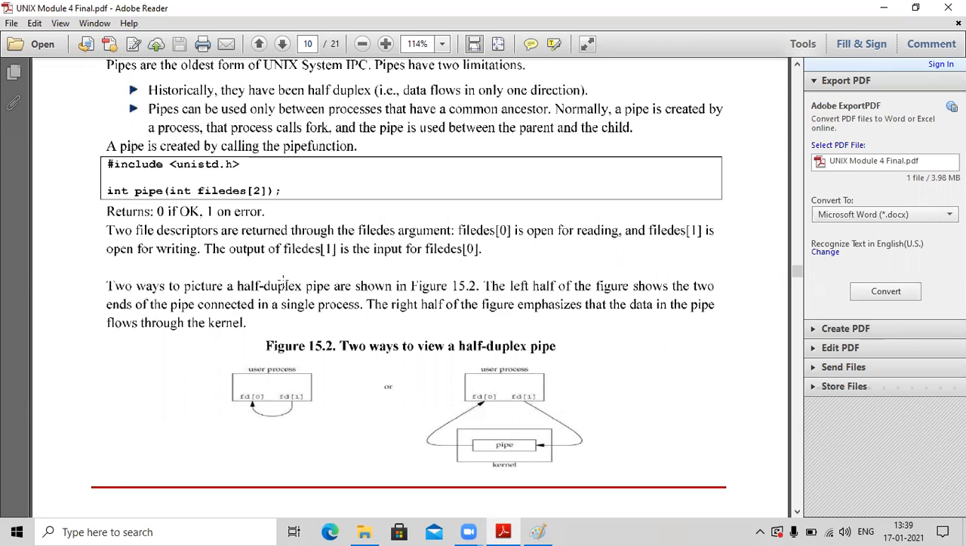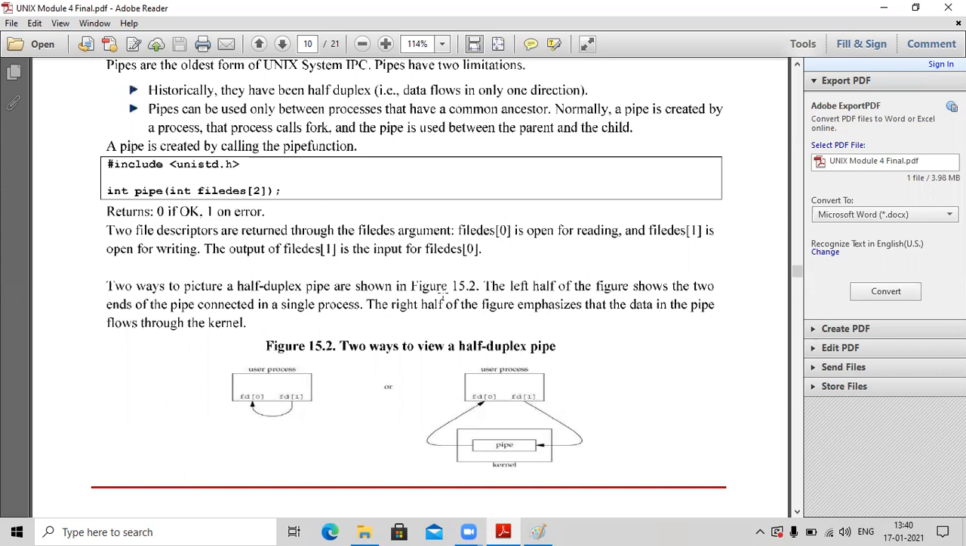There are two ways to picture a half duplex pipe, as shown in this diagram. The left of the figure shows the two ends of the pipe connected in a single process. So this is a single process. In a single process, you are using file descriptor 1 for writing. This process will write some content to this file descriptor. File descriptor 0 will read the content, then it will use it for its operation. But whenever we are seeing IPC, it is between two processes. So this won't be that efficient. The IPC won't be efficient in this particular scenario.